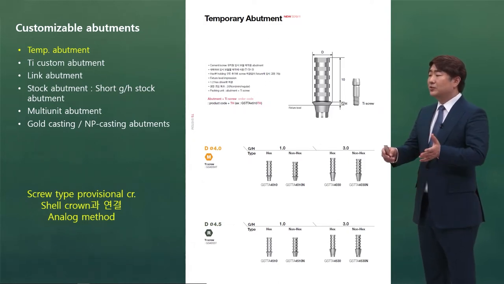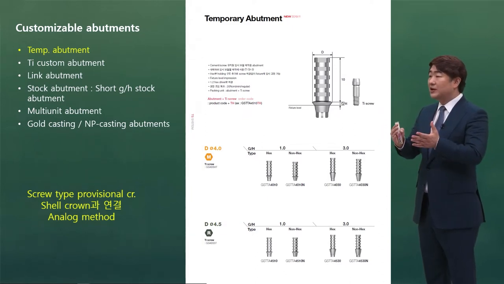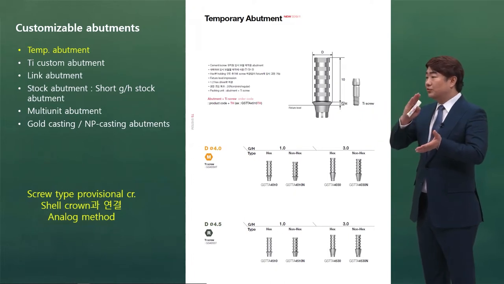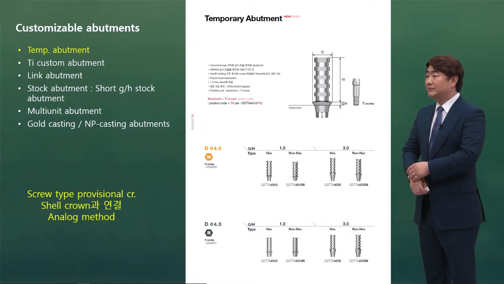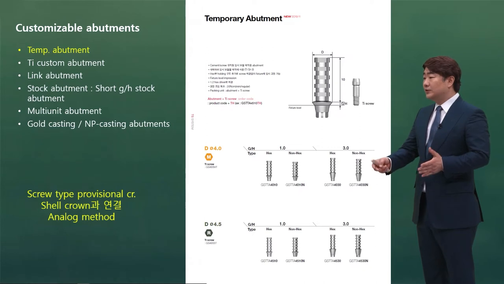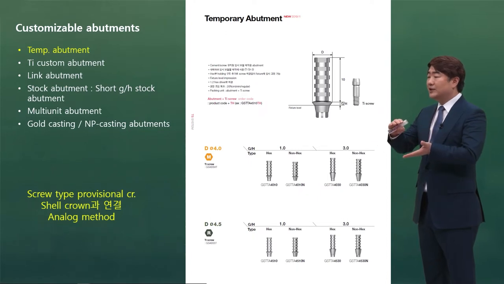create a shell crown intraorally, and with this abutment, you drip the resin and connect them. And then the abutment post side is appropriately cut and you create a screw type abutment. So mostly when we didn't use CAD CAM and worked the analog way, we used this approach, and mostly the diameter on the base side is above 4.0, and the height is 1, 2, 3, so it varies.